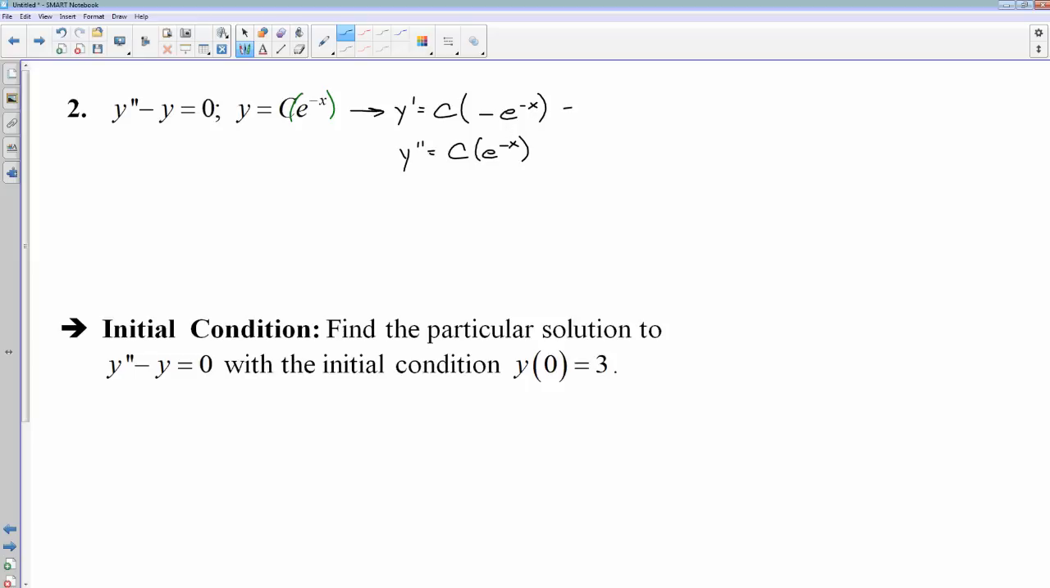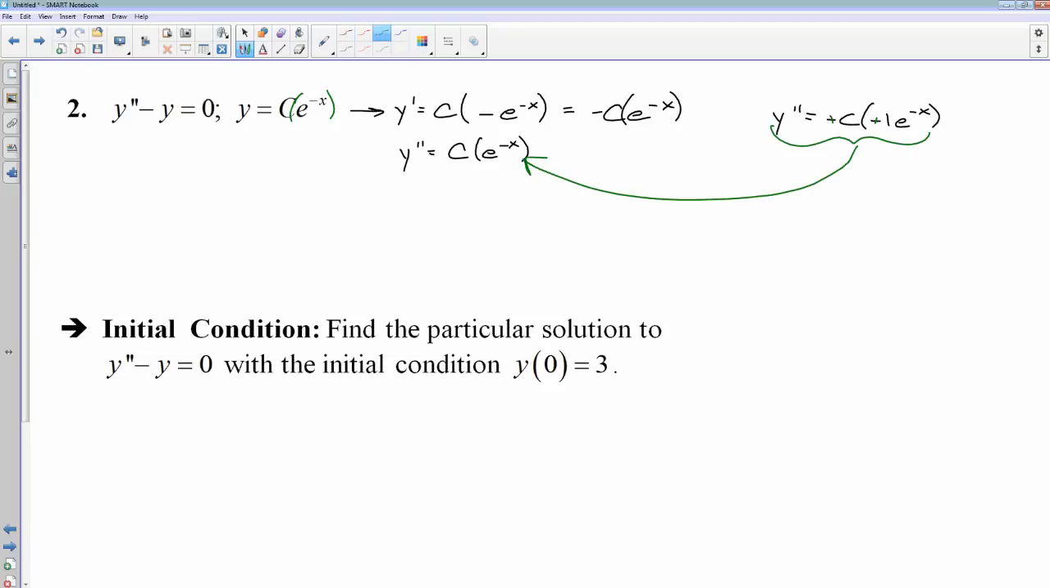Now I guess if that's confusing, I could rewrite my derivative as negative c e to the negative x, and then ignore the negative c. So my second derivative, y double prime, would be negative c, and then in parentheses, the derivative of e to the negative x is negative 1 e to the negative x, and the two negatives here cancel out, leaving you with only c e to the negative x. So that's y double prime.